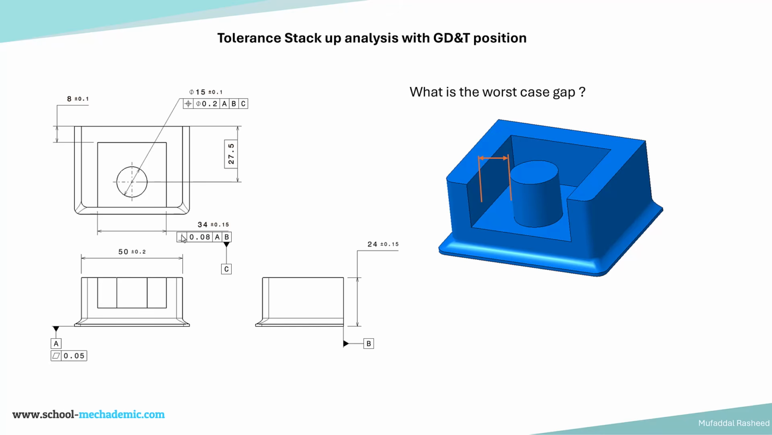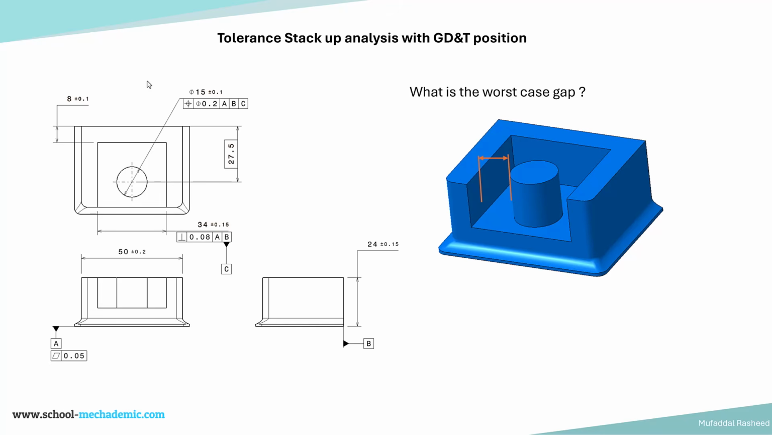there is a width feature of size. This width, internal width from here to here is 34 plus or minus 0.15, and that width feature of size is attached with the perpendicularity control. So that width, the center plane of that width should be perpendicular to within a tolerance zone of 0.08 with respect to datum A and datum B. So it should be perpendicular to datum A as well as datum B within a tolerance zone of 0.08. This width feature of size is datum feature C.